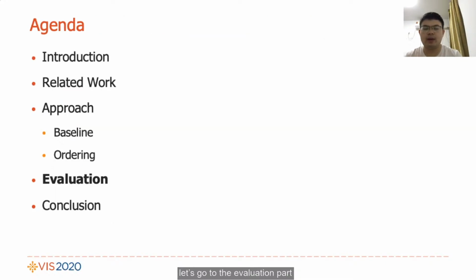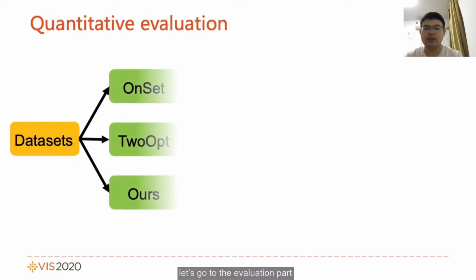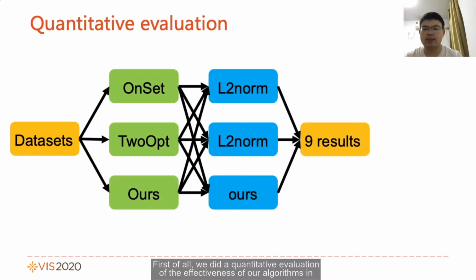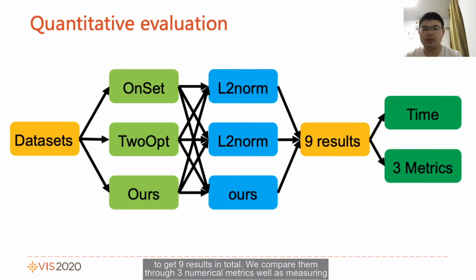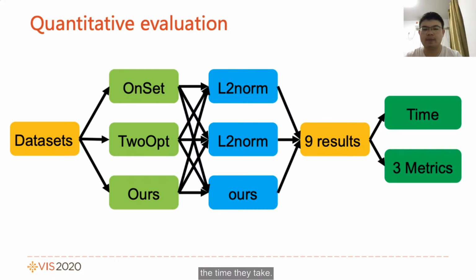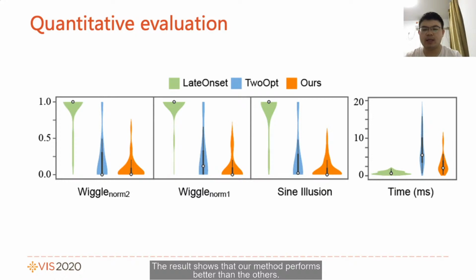Let's go to the evaluation part. First of all, we did a quantitative evaluation of the effectiveness of our algorithms in reducing layer distortion compared with two state-of-the-art techniques. For different datasets, 3 ordering and 3 baseline optimization methods were applied to get 9 results in total. We compare them through 3 numerical metrics as well as measuring the time they take. The result shows that our method performs better than the others.